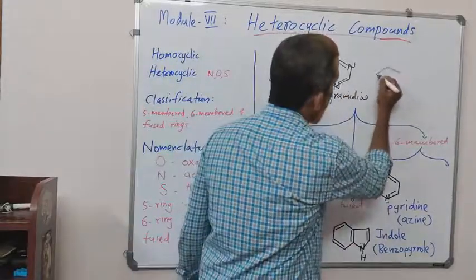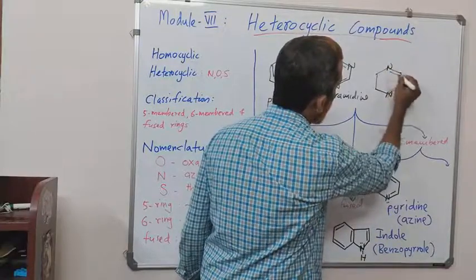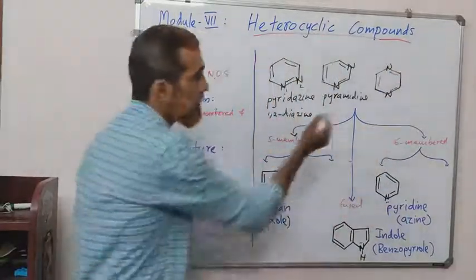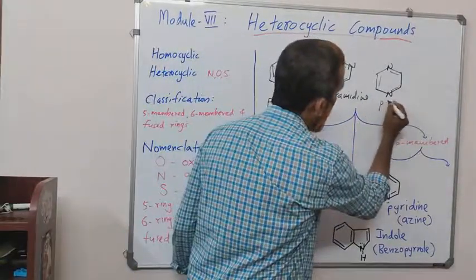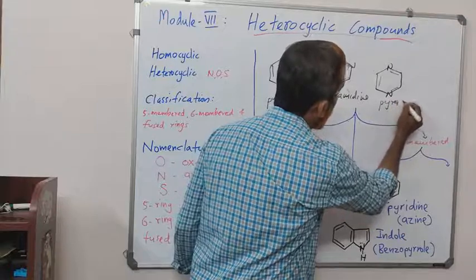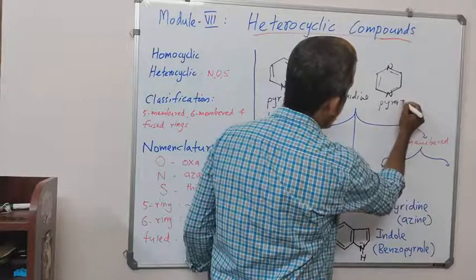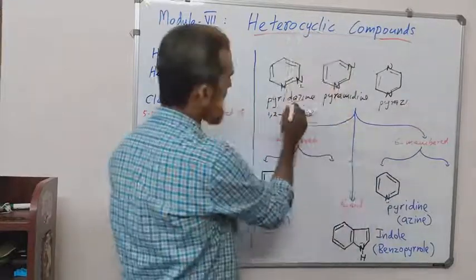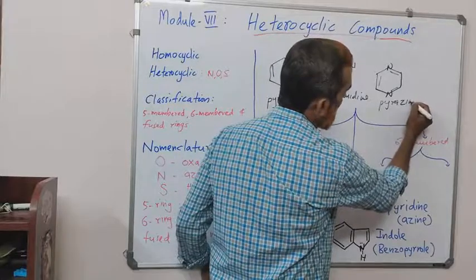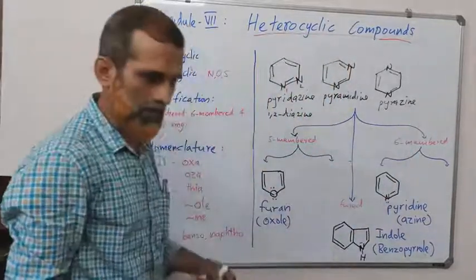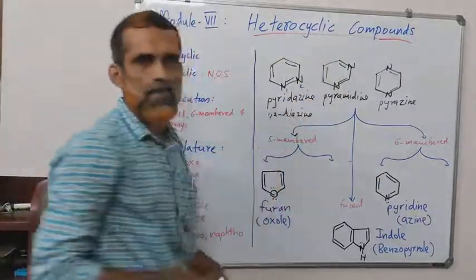If it is 1,4 position, nitrogen here and here, okay, it is 1,4 diazine, or commonly called pyrazine. This is pyridazine, this is pyrimidine, and this is pyrazine. Okay, pyrazine. Let me check it. Yeah, correct. So these are the examples.